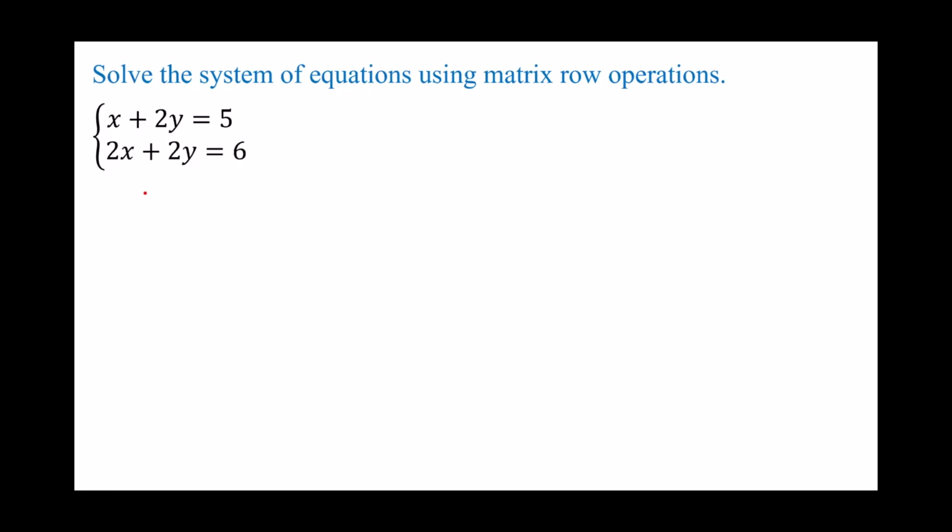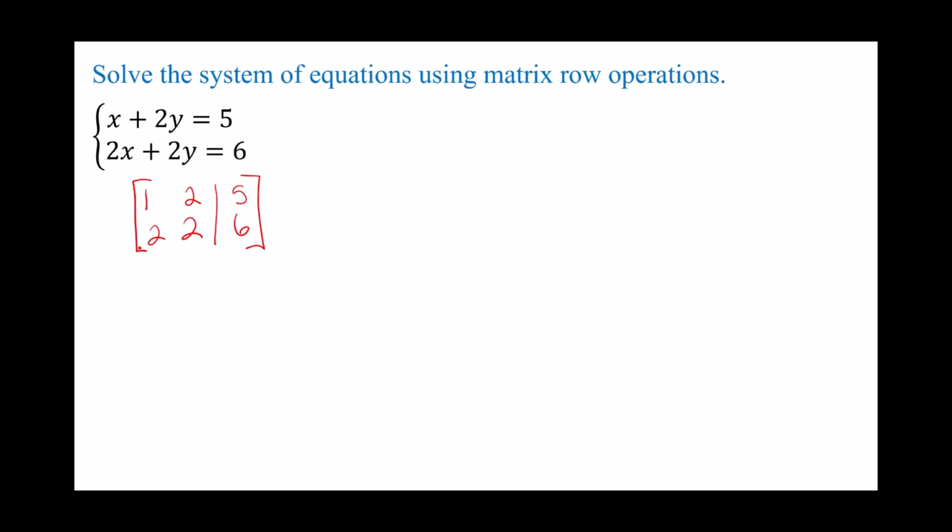So the first thing I will do is write the augmented matrix. I'm using 1x plus 2y equals 5, 2x plus 2y equals 6, and I'm putting that vertical line as the equal sign. Then I need to put this in row echelon form. Anytime you're going to put a matrix in row echelon form, start with the first column. You want to do one column at a time.